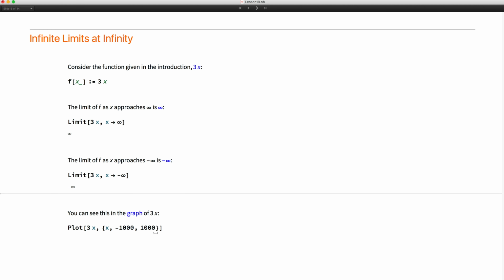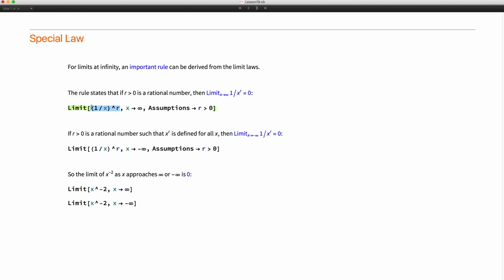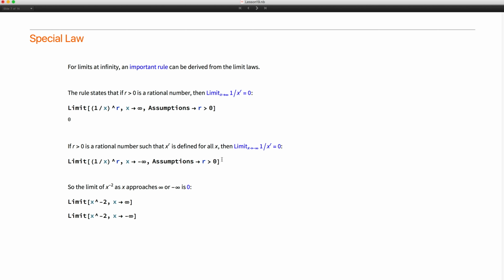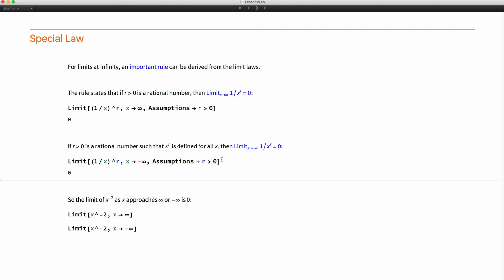A very important law which you can use for limits at infinity is the following. You look at the limit of 1 over x raised to r, where r is some positive rational number, and if you assume that r is positive, then this limit is always 0. And just the same thing happens at negative infinity, you get back a 0 there as well. For example, if you want the limit of 1 over x squared as x approaches either plus or minus infinity, the answer is just 0. This law is the basis of a lot of problem solving, which we'll see in the next few minutes.